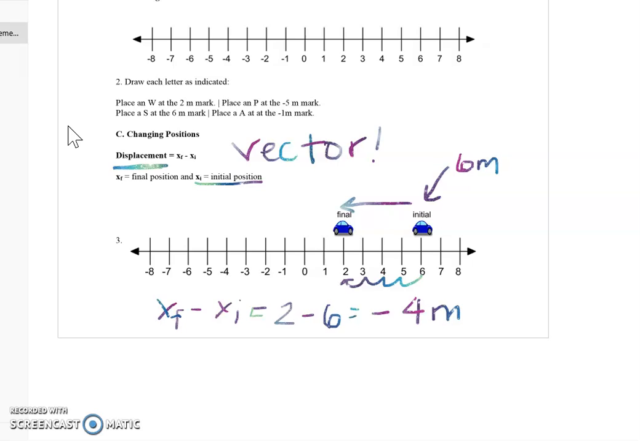This makes sense because the negative tells us that it moved in the left direction, and 4 meters is how far away it is from the starting point. This right here is a great reflection of a vector measurement because the negative tells us direction just like positive would tell us direction, and it's also telling us the magnitude of 4 meters.